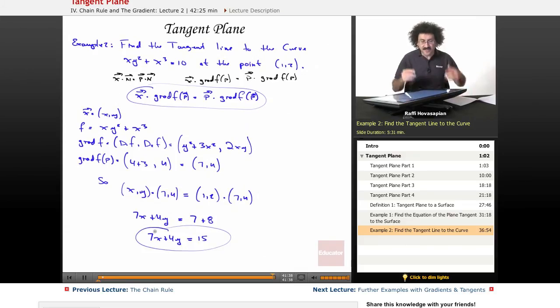There you go. In this case, this is the equation of the line that is tangent to this curve at that point. That's it. That's all that's going on. You're just using the idea that the gradient vector and the velocity vector are perpendicular. That's always going to be the case.